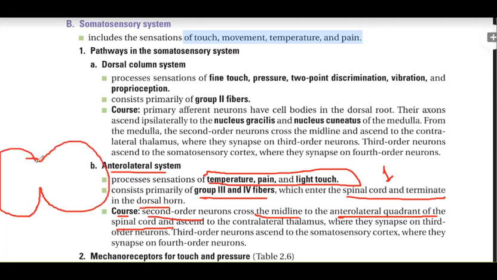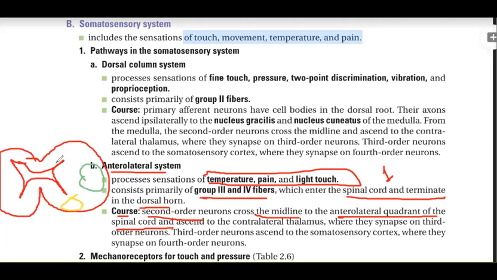Okay, now this is your spinal cord, this is your butterfly shaped gray matter. Okay, we have two nuclei. One is this, the anterior one, and one is this, the lateral one. Okay, we have two nuclei, the anterior nucleus and a lateral nucleus. Okay, and the course of pathway is, we are talking about the second order neuron.